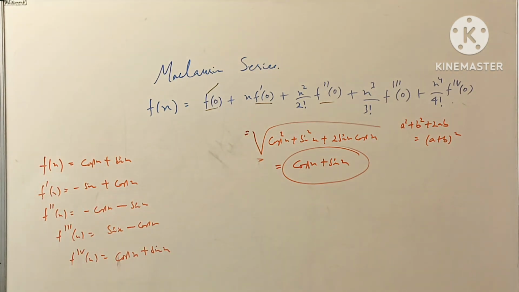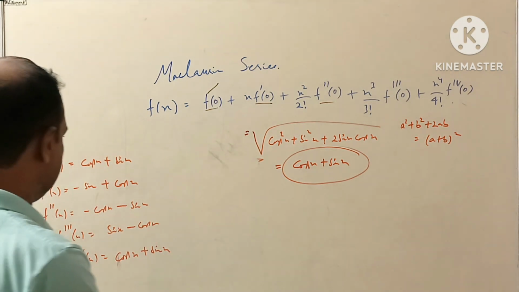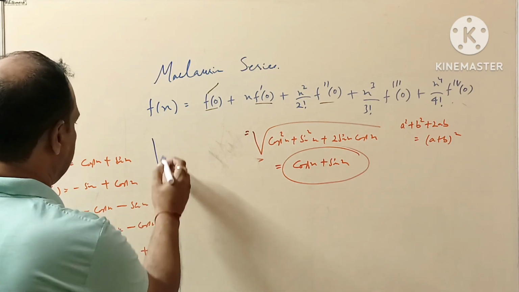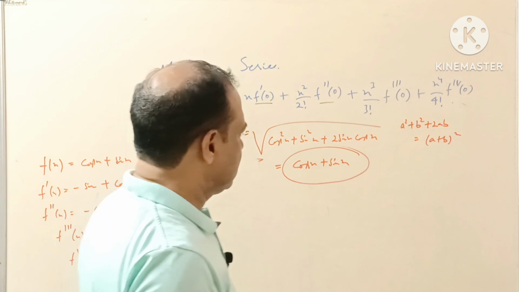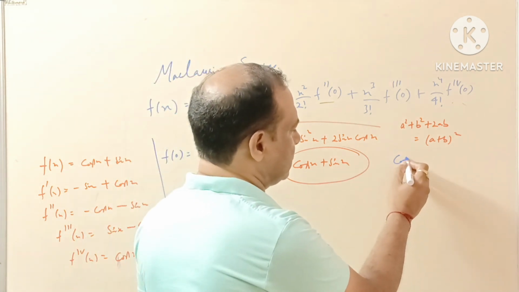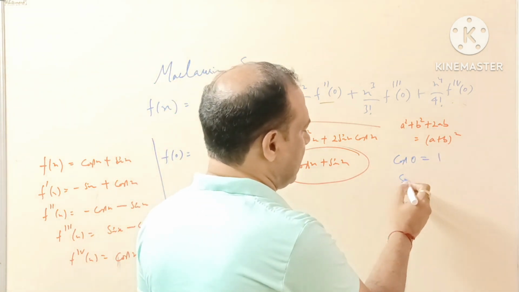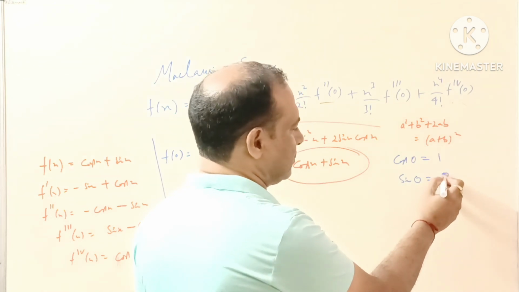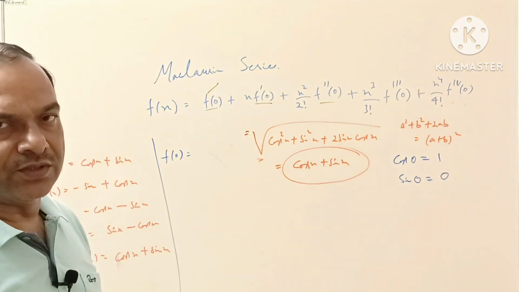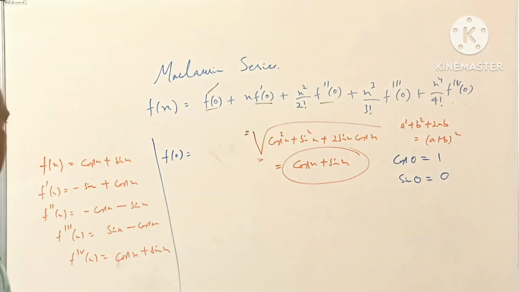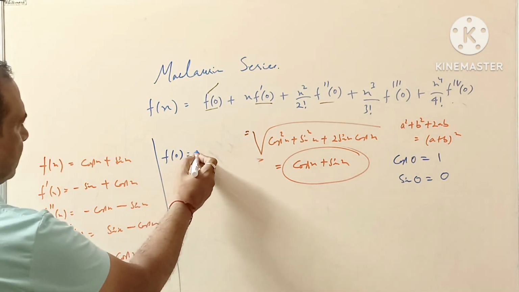Now here you have to find out the value for f(0). One thing you must know: cos 0 is equal to 1, and sin 0 is equal to 0. These two things you know very well, and with the help of these two things you can do the process here. Here f(0) is equal to 1.